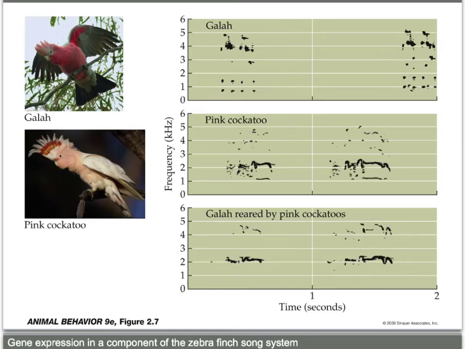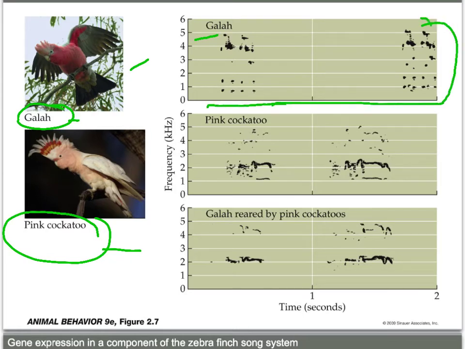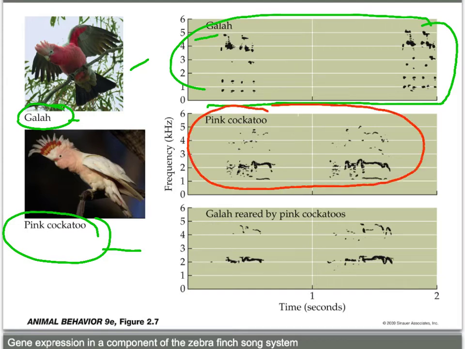Here's another interesting example in these birds called galahs, these beautiful tropical birds. And then there's the pink cockatoo, which is a very similar bird, but a different species. Okay, we've got galahs up here, cockatoos here. And again, sonograms. And you can see that the song of the galah here looks a bit different than the song of the cockatoo. Okay, singing here and here.